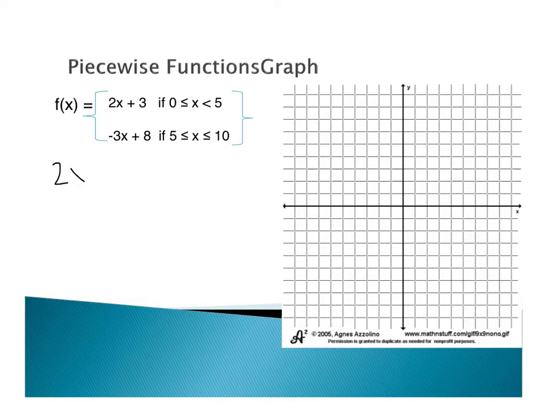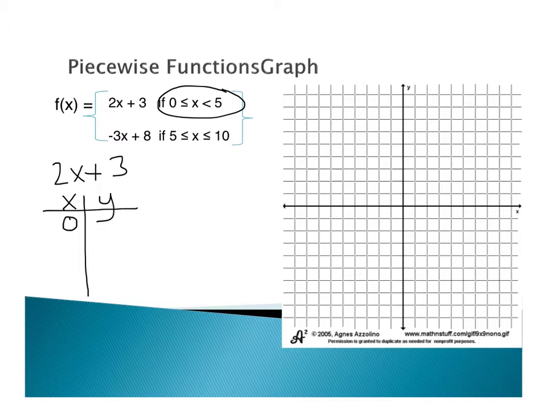So if I have 2x plus 3, I'm going to have a t-chart for that one. And I'm going to need 2 points to make a line. Well, luckily for me, this one gives me my 2 points. The 0 and the 5 are my 2 points for my x. So I'll have 0 for x, and I'll have 5 for x.